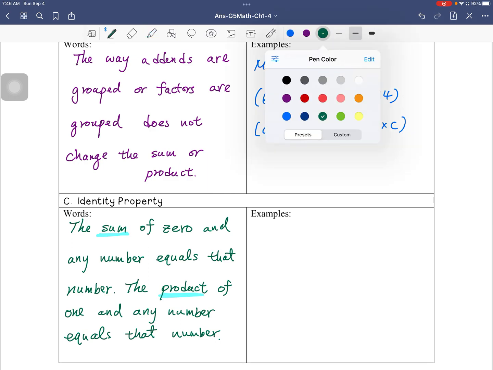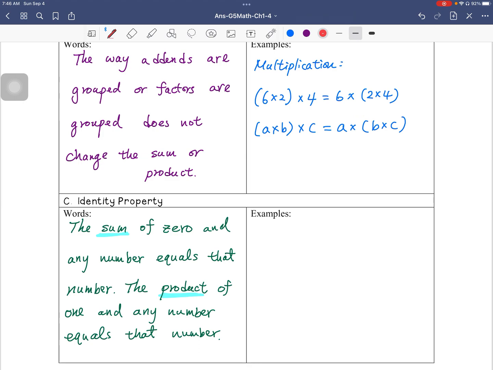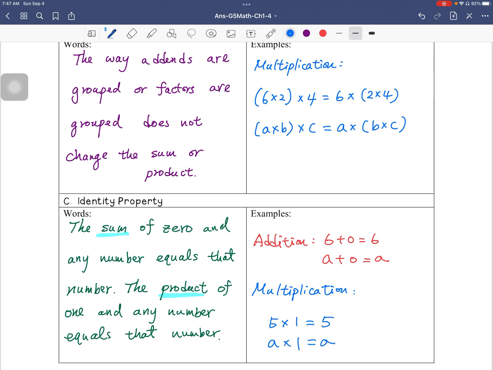So for example, now I have addition: 6 plus 0 equals 6, A plus 0 equals A. Then I have multiplication: 5 times 1 equals 5, A times 1 equals A.